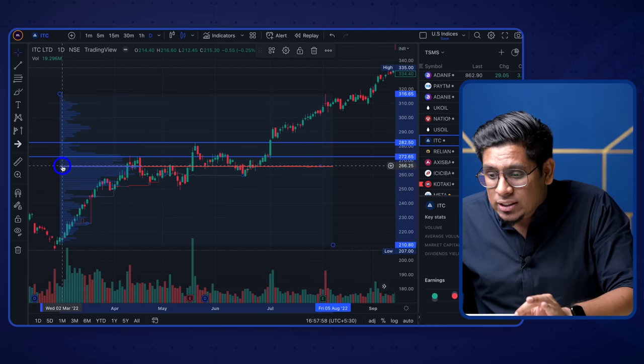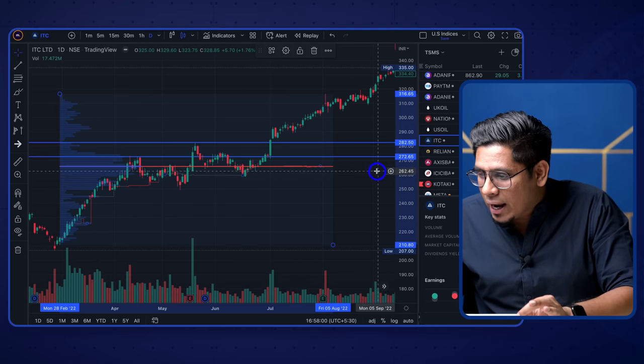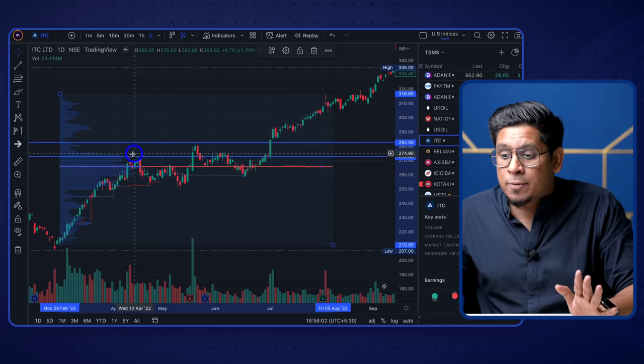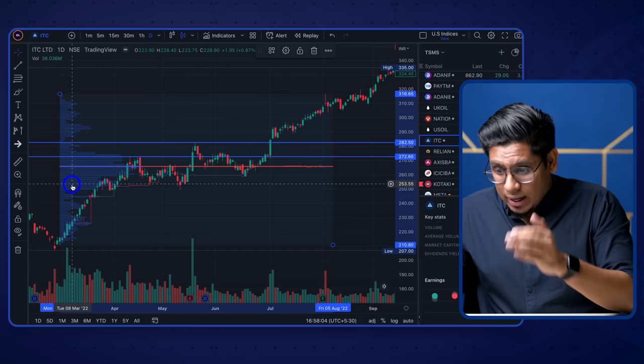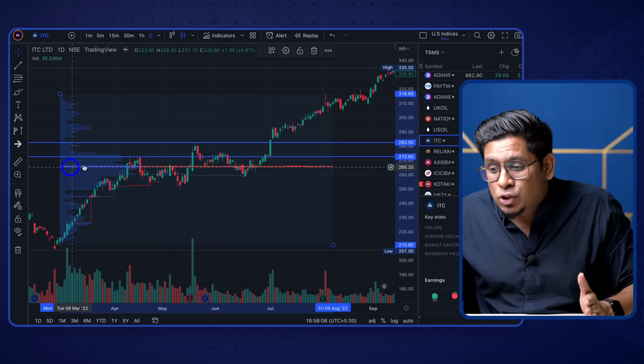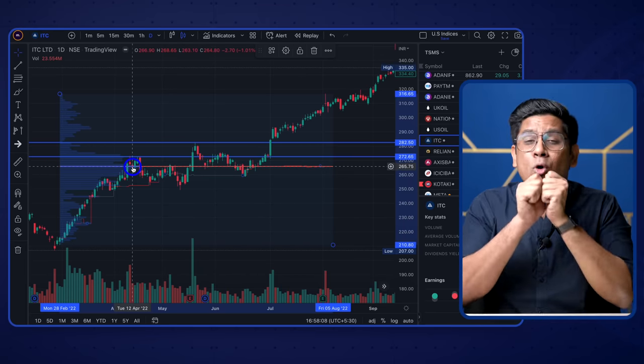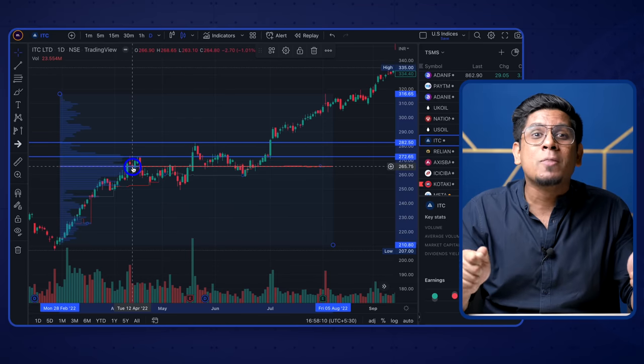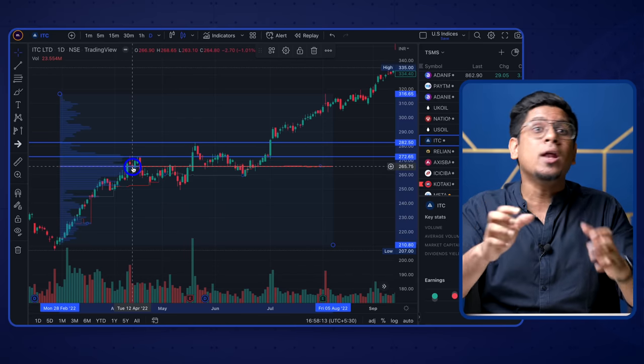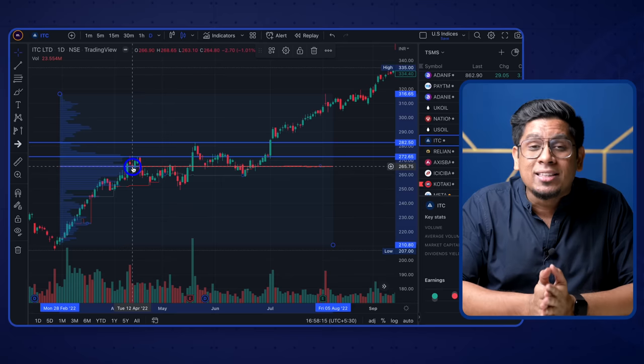Now, where do you see the largest volume bar? Here, right? And what is the price there? Nearly 266. So this analysis says that in this time period, at the price 266 is where the most volume is happening in the stock. 266 is the price where most of the sellers and buyers are interested.